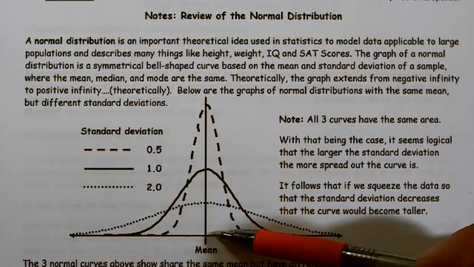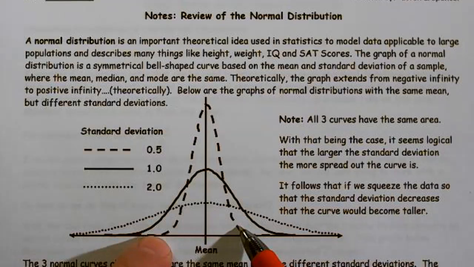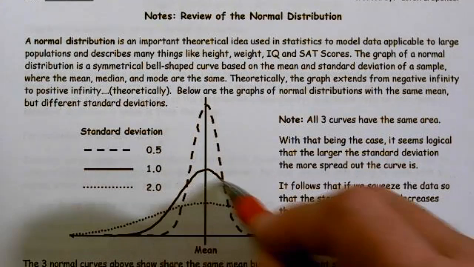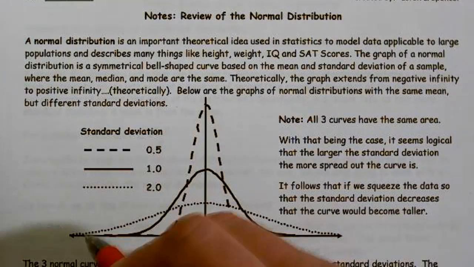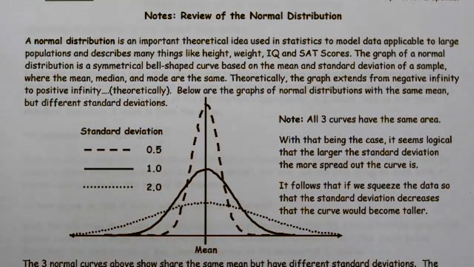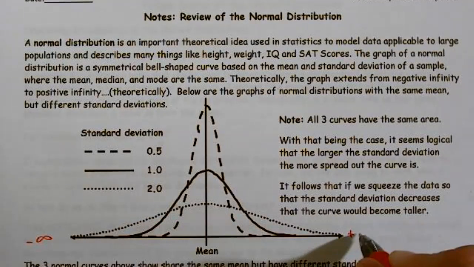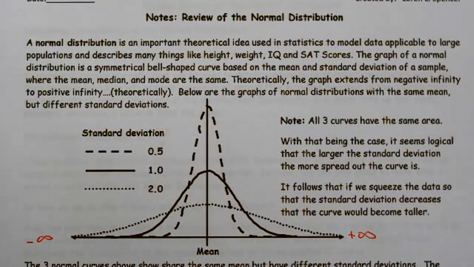Here we have the same mean shown, but the one with the dashed line has a smaller standard deviation, so it's not as spread out, but all of them have an area equal to 1. So the area under the dashed line is 1, the area under the solid line is 1, the area under the dotted line is 1. So the area will remain the same. They all go from negative infinity to positive infinity, all right? But the smaller the standard deviation, the closer things are to the mean. The larger the standard deviation, the more spread out they are.